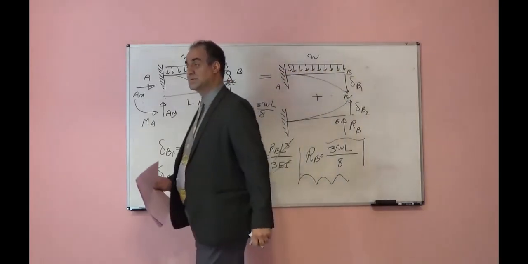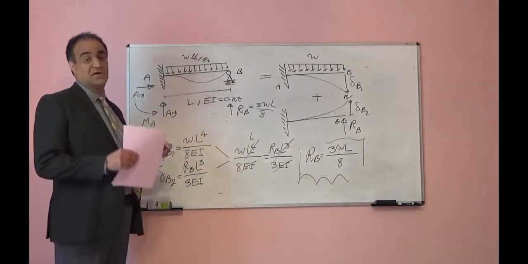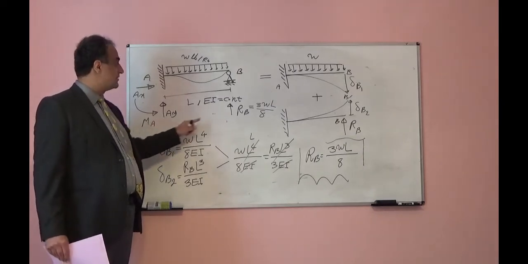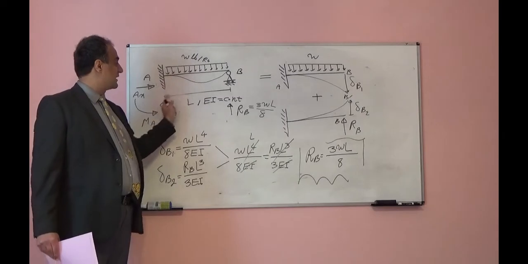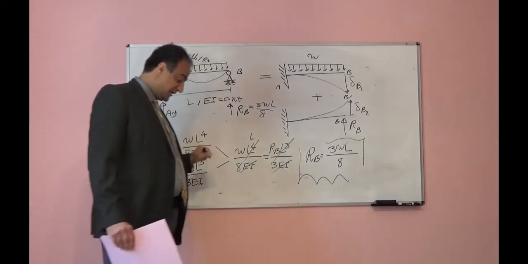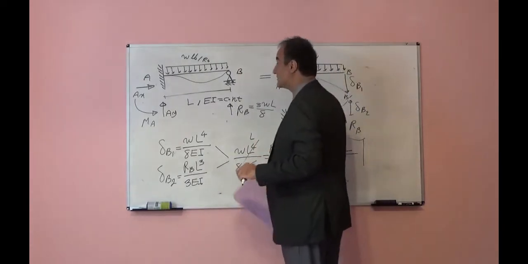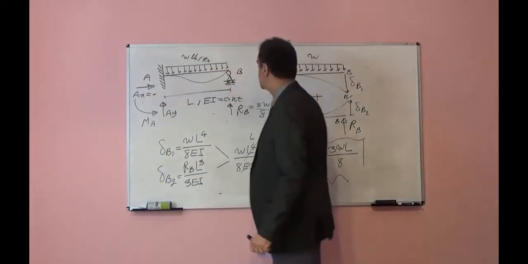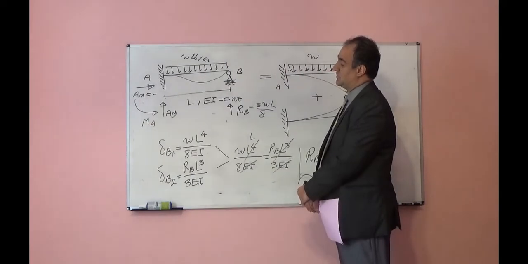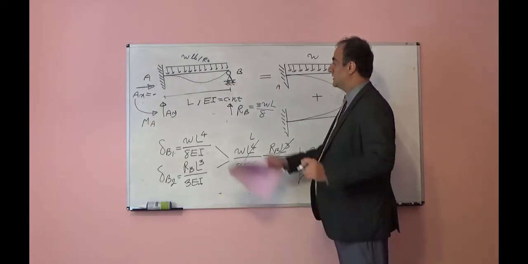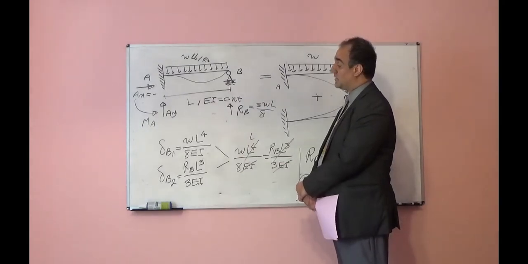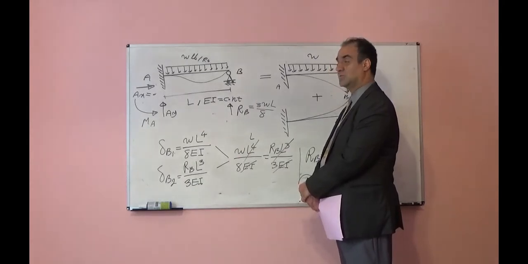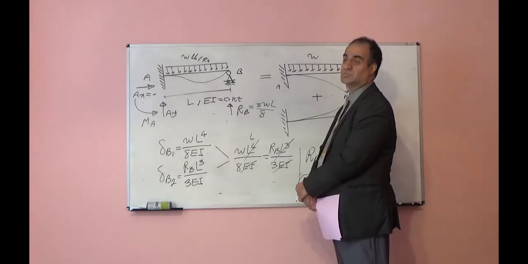Now after finding this reaction, the others we can find using the equilibrium equations. Summation of forces in the vertical direction is equal to 0, means AY plus RB minus W times L is equal to 0. I can find AY. Summation of force in horizontal direction is equal to 0, AX is equal to 0. We know that. Summation of moment with respect to point B, for example, is equal to 0. Because now I have AY, I can take moment with respect to point B, will be MA plus W times L over 2 minus AY times L is equal to 0.